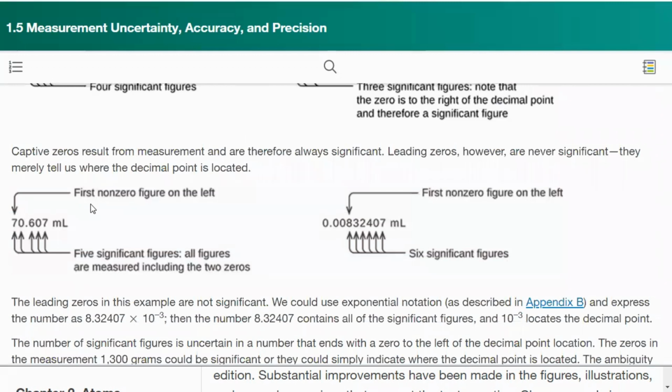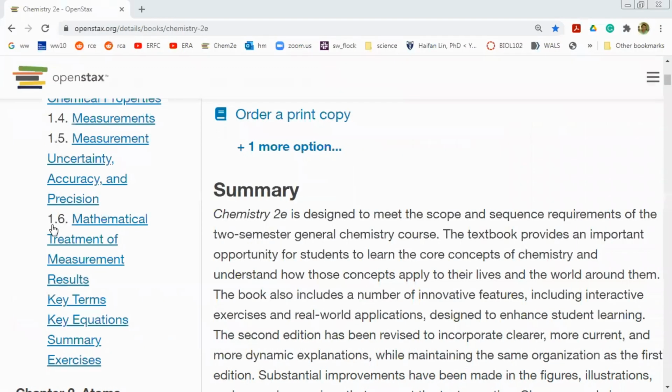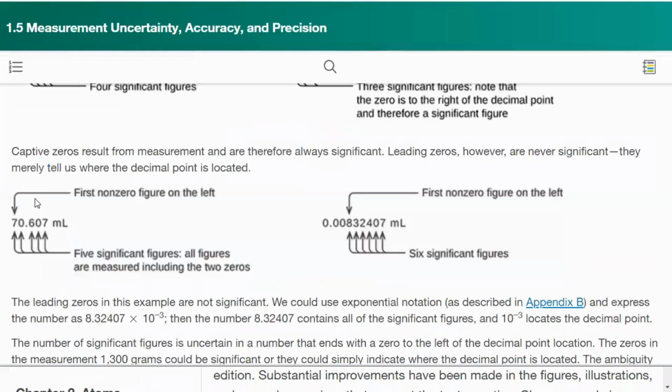Okay, so let's count. First non-zero figure on the left, 7, 0. So that's 1, 2, 3, 4, 5. Oh boy, that's obnoxious. It just keeps 1, 2, 3, 4, 5. Significant figures are measured including the 2 zeros, because this 0 is, I guess you could say technically it's captive because it's between 2 non-zero numbers, even though one of the numbers is on the other side of the decimal point. And this is also a captive 0 because it's between 2 non-zero numbers.